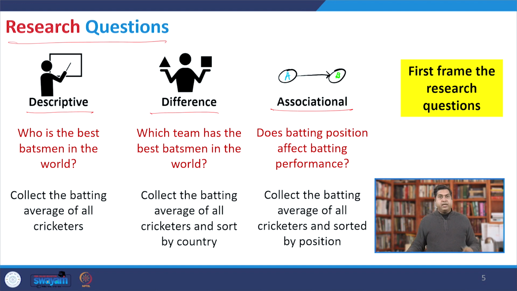Here I am taking one example which is not from the architecture or planning domain, but for easy understanding we are talking about something related to the batsman in cricket. If we go for descriptive, the question is who is the best batsman in the world, right? In terms of difference, which team has the best batsman in the world, and then the association is, does batting position or batting order in a particular match affect the batting performance.